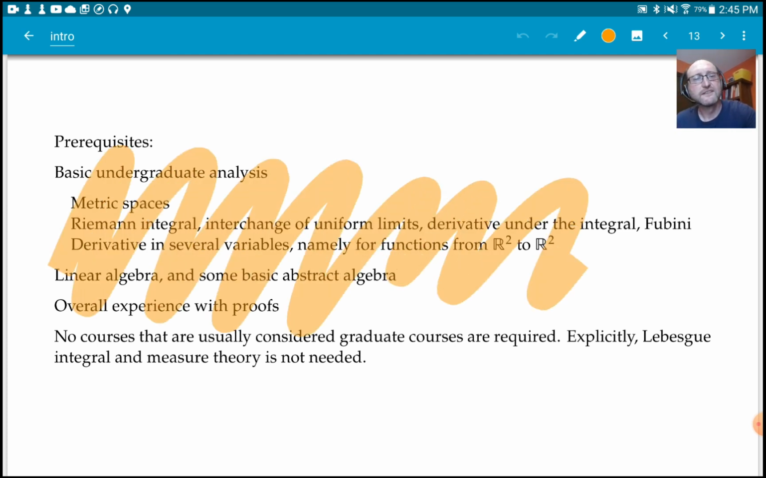Probably the analysis part, metric spaces, Riemann integral, all that, that's the stuff that we'll be using the most, right? The linear algebra and abstract algebra, you need just a little bit. But we are going to go quickly through some of these proofs, so we're not going to go into extreme detail.